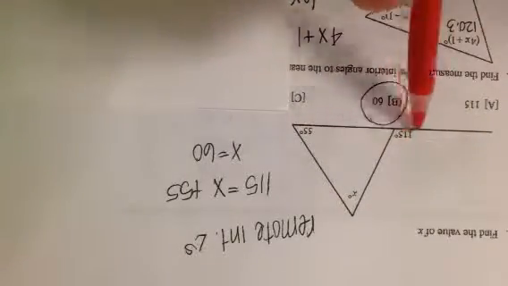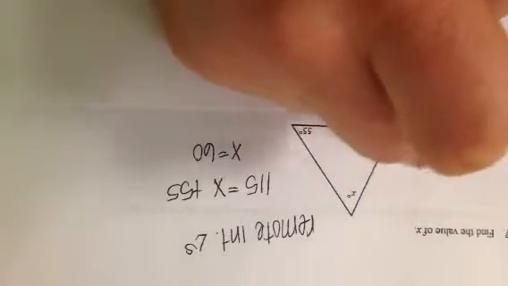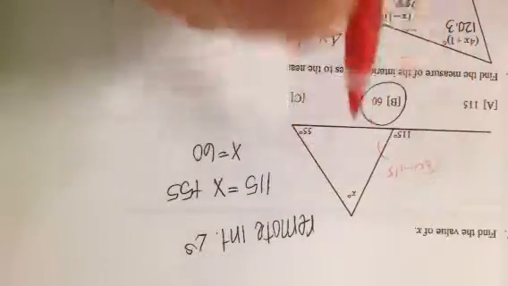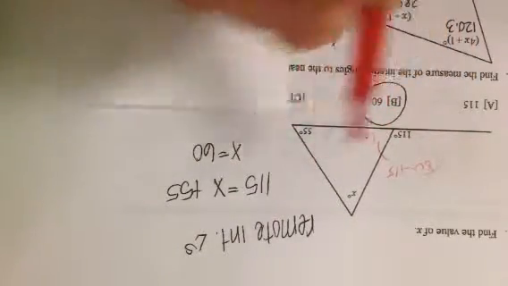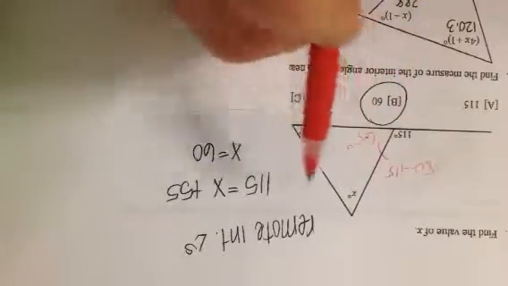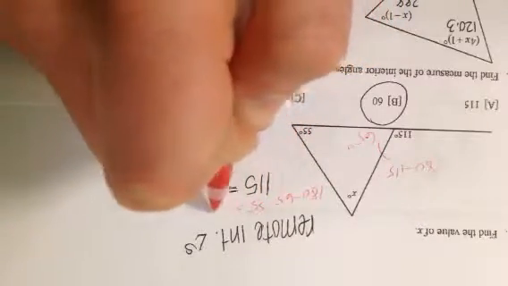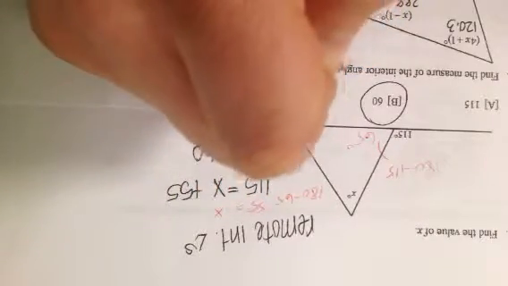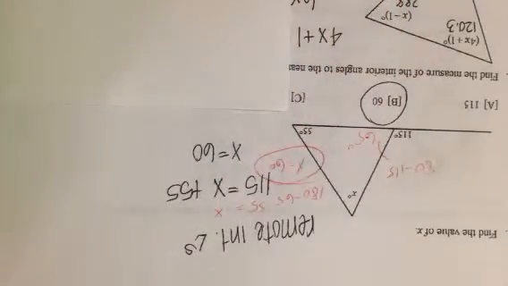Another way to think about it, these two add up to 180 because this is a linear pair. So 180 minus 115 equals 65 degrees. And then these three angles have to add up to 180. So I could just do 180 minus 65 minus 55 equals x. And so when you do that math, you get 60 degrees, which is the same answer that we had before.